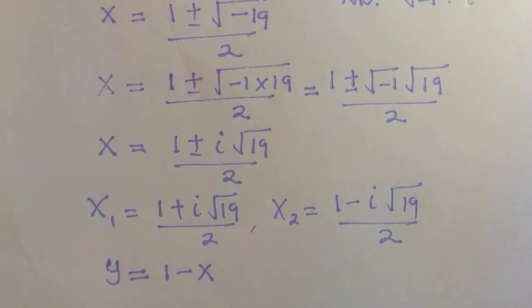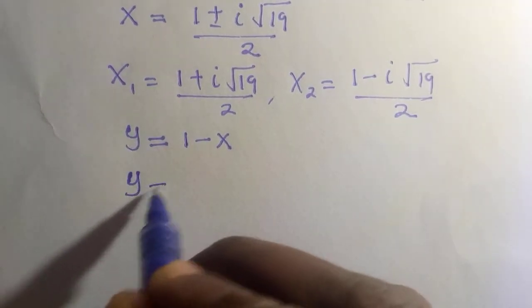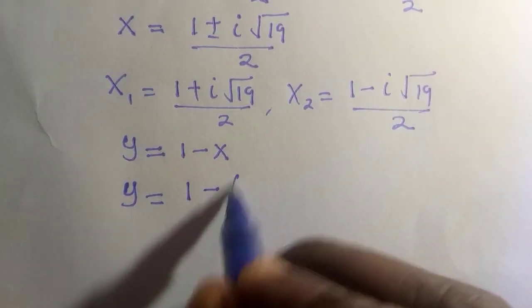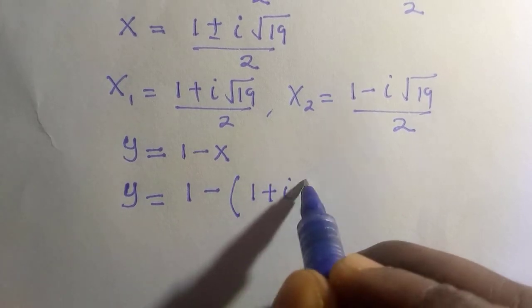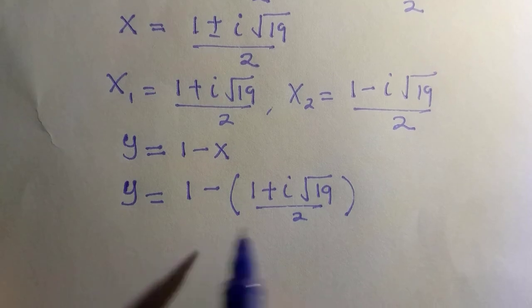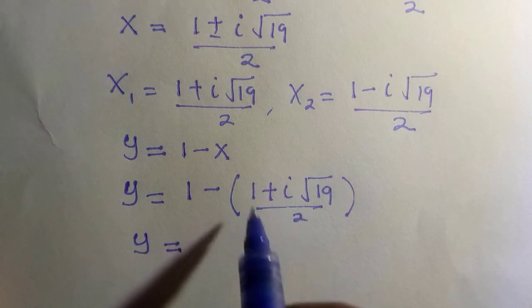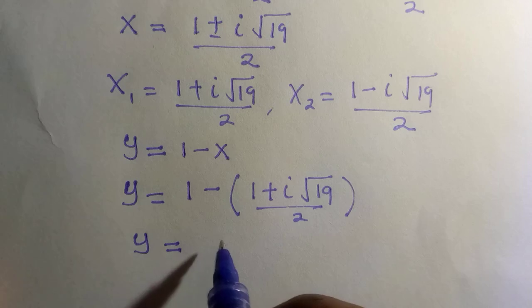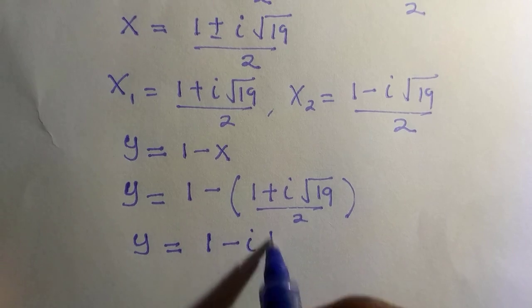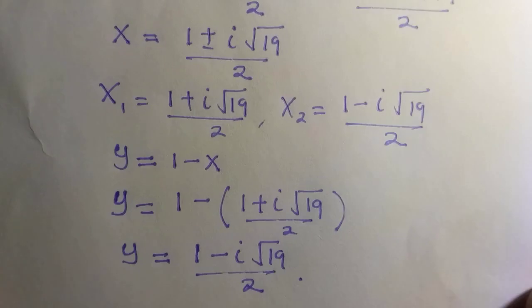So at x1, which is 1 plus i root 19 divided by 2, we are going to substitute it, and we have 1 minus bracket 1 plus i root 19 divided by 2. Then when we take the LCM of this, we multiply 2 by 1, then we open this bracket with negative, and the whole of this result gives us 2 multiplied by 1, that is 2, minus 1, that is 1, then minus i root 19 divided by 2 is what we get.